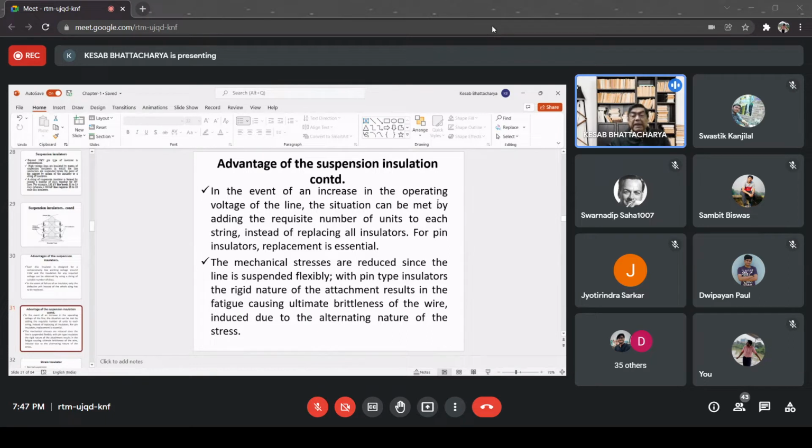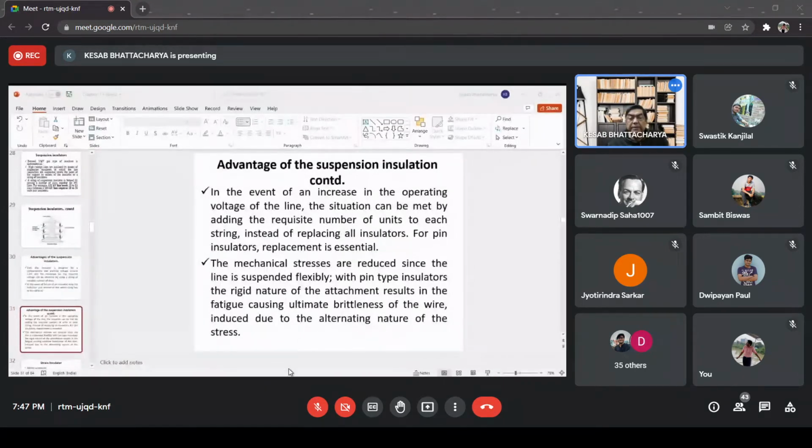Also, the mechanical stress. Somebody wants to join, I think. Rajorshi Bhattacharya.